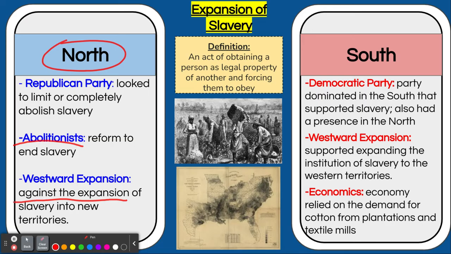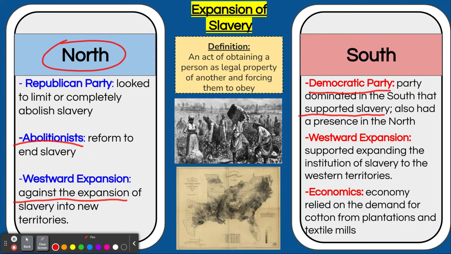So there were two groups. One group wanted to stop it completely. The other group was interested more in preventing it from invading new areas of the country as we expanded our country. Now, the South was different. It had the Democratic Party, which was the Andrew Jackson Democratic Party. And so it dominated the South. It supported slavery.